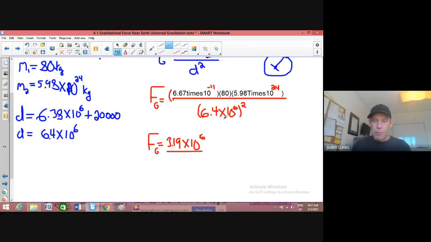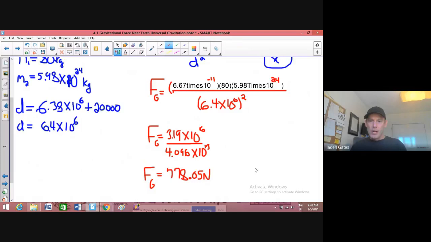And if you properly type into your calculator 6.4 times 10 to the power of 6 and you square it, you will get 4.096 times 10 to the power of 13. Then I divide those two, and if you do that correctly, because again, this is big time calculator stuff, I get 778.05 newtons. So that's the first way to do it.